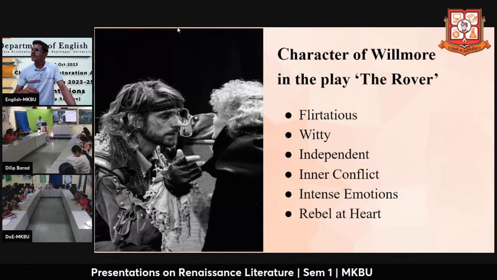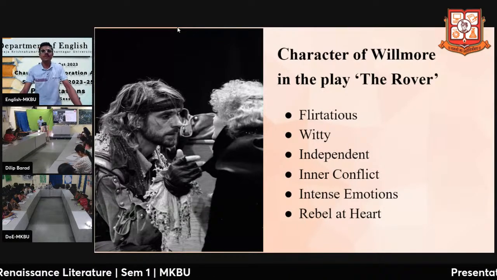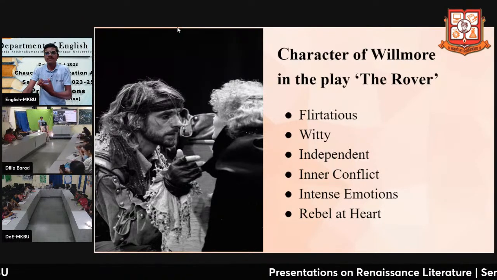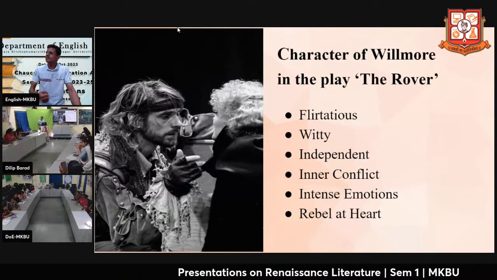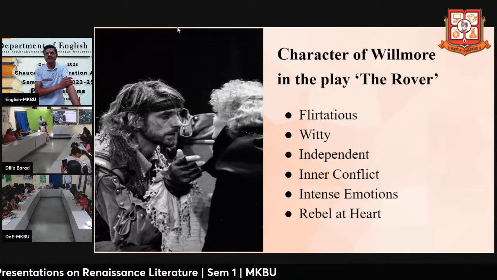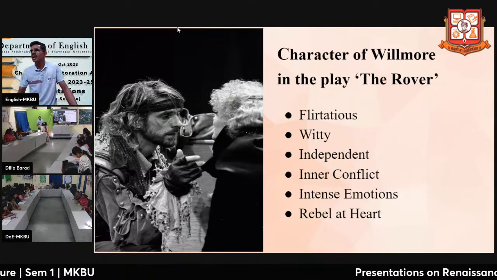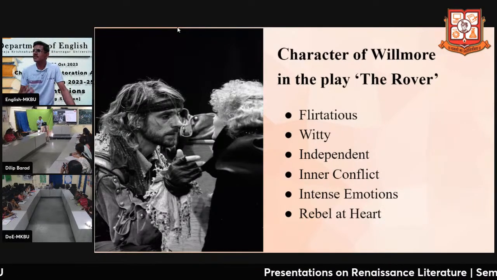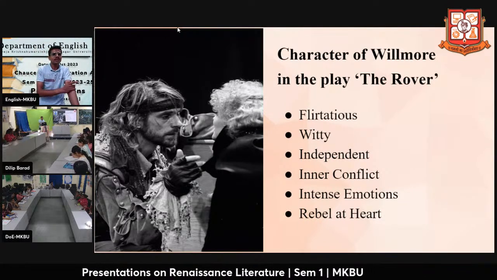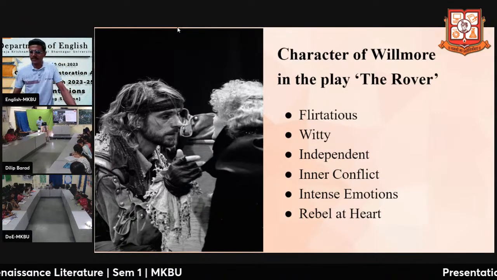So we find that inner conflict in the character of Wilmore. Intense emotion, we find he is really emotional. When he talks, when he feels, he expresses himself in front of the girls. In Angelica's case, in Helena's case, we find he is really emotional. He really feels in love, or is charmed by a girl's beauty very easily. So we find that emotion in him.